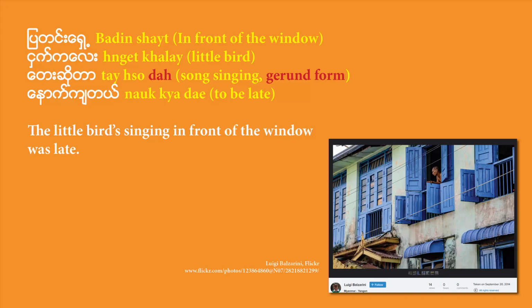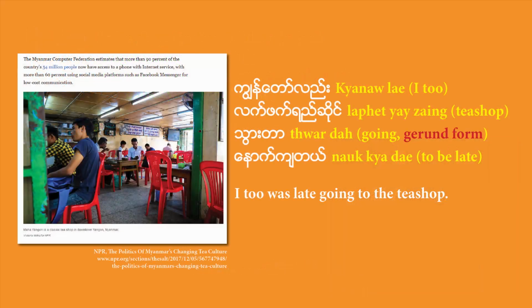Let's look at the last part. Chanole, me too, or I as well. Lapeye zaing thwara naukjade. Lapeye zaing is tea shop. Thwa is to go. This ends with da, like the preceding line, so that means not I go to the tea shop, but rather me going to the tea shop. This too was naukjade, late.